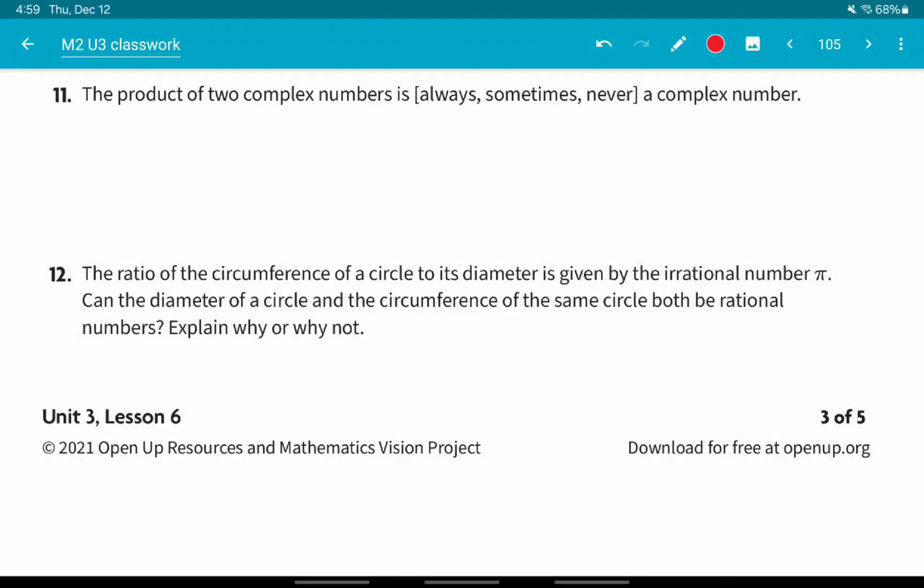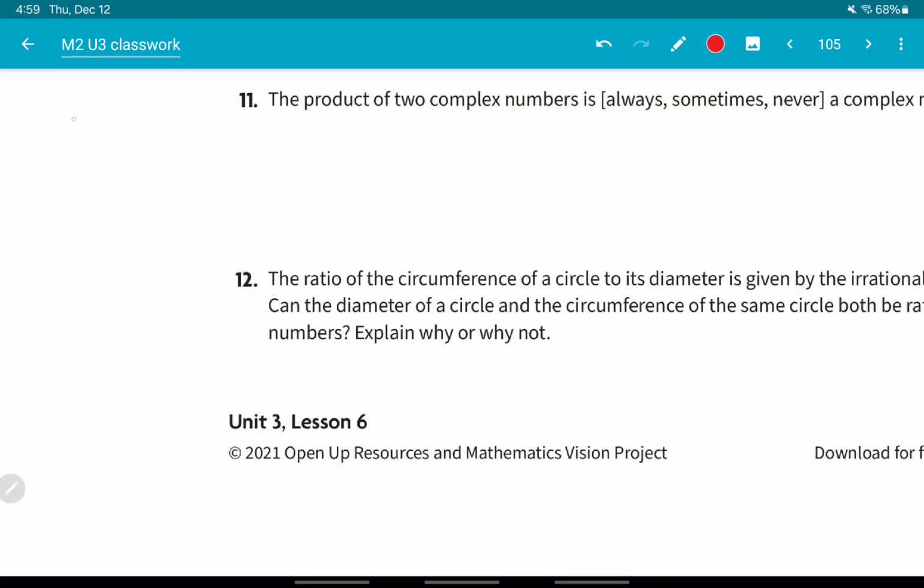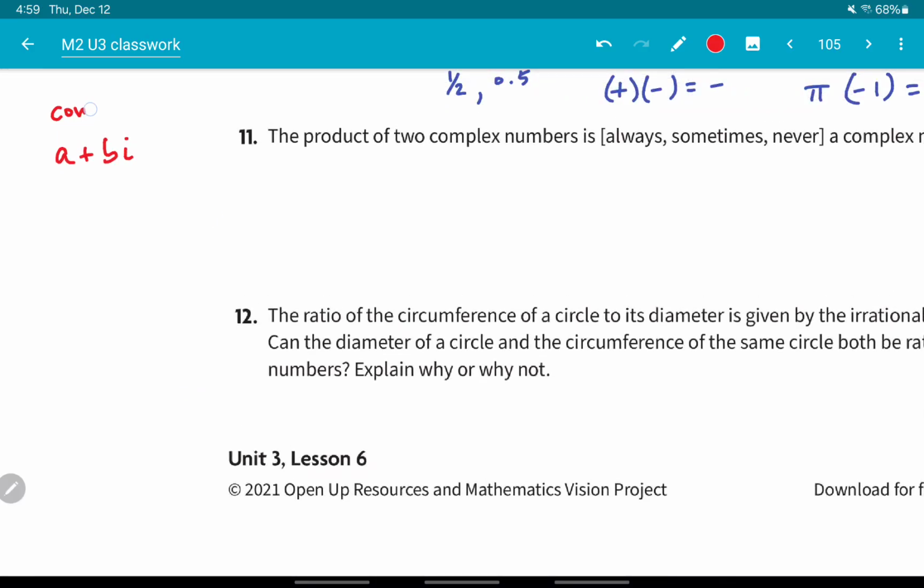The product of two complex numbers is always, sometimes, or never a complex number. Okay, well, let's start by refreshing our memory of what a complex number is. Complex numbers take the form a plus bi. These are complex.